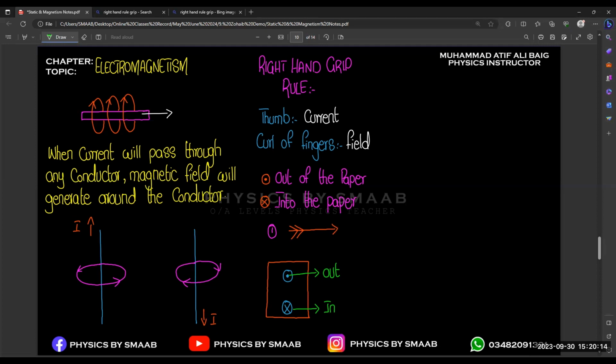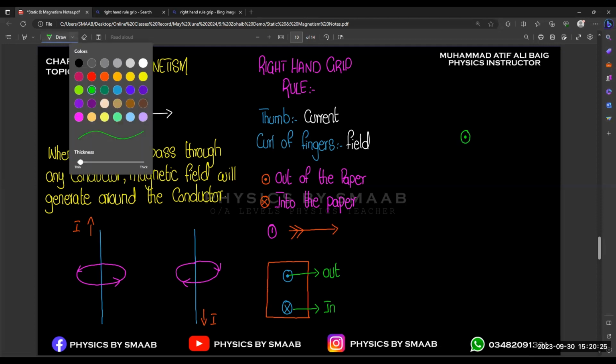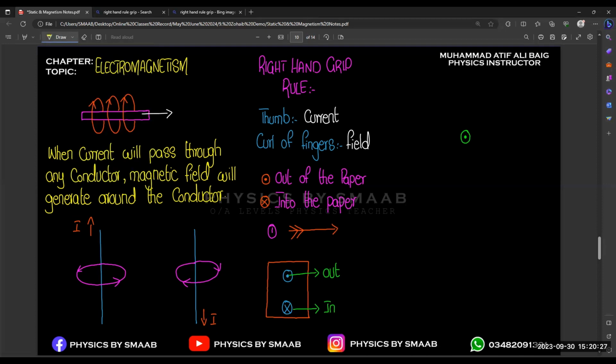Further, if they ask you to draw the magnetic field around it, let's suppose we consider the example of out of the paper, and we have to draw the magnetic field around it.